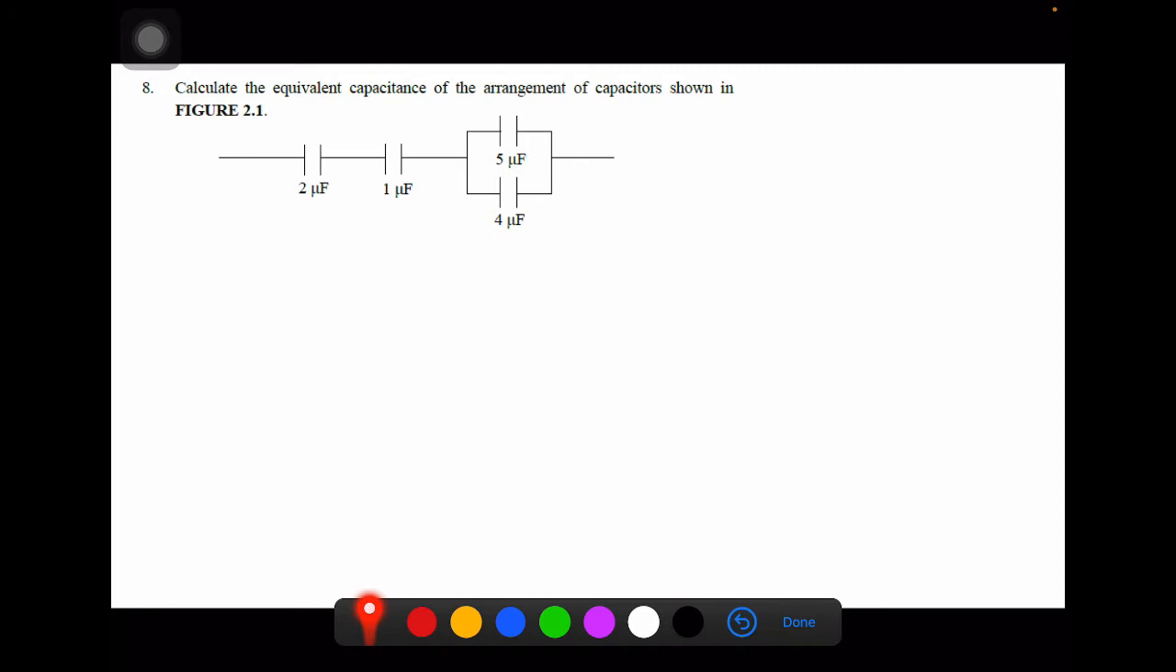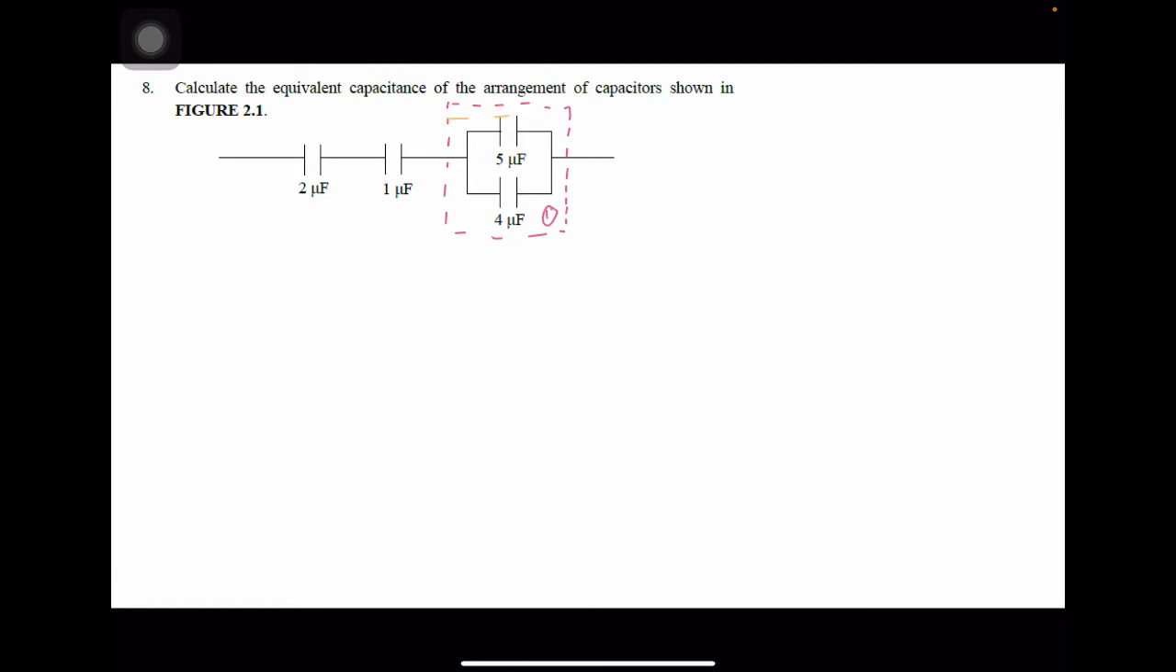In this example, you have 4 capacitors. You just have to do it one by one. You can see clearly, if I want to solve, I can solve this part here first. If I combine these two, I get one capacitor, and then all these 3 capacitors will be in series. That's the idea of how you want to solve it. The first step, do that one first. The second step, do this one.